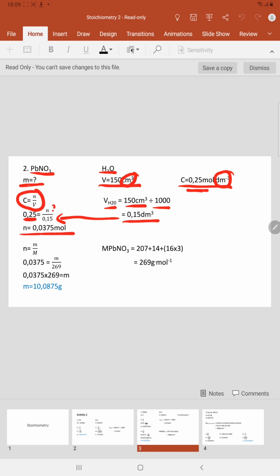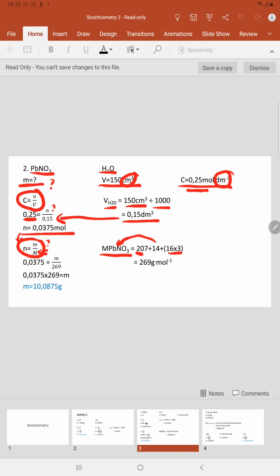We have the number of moles. We are looking for the mass of lead nitrate. We can use the formula number of moles is equal to mass, which is what we're looking for, divided by the molar mass. We have the number of moles, but we don't have the molar mass of lead nitrate. Therefore, to calculate the molar mass of lead nitrate, we find on the periodic table the mass of lead 207, the mass of nitrogen 14, and 3 oxygens 16 times 3. Therefore, the molar mass of lead nitrate is 269 grams per mole.